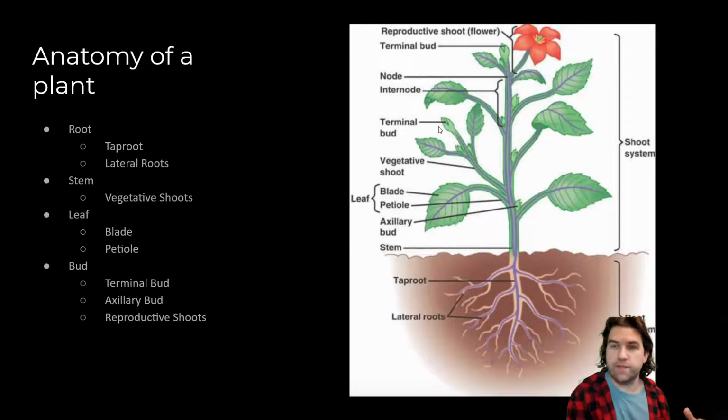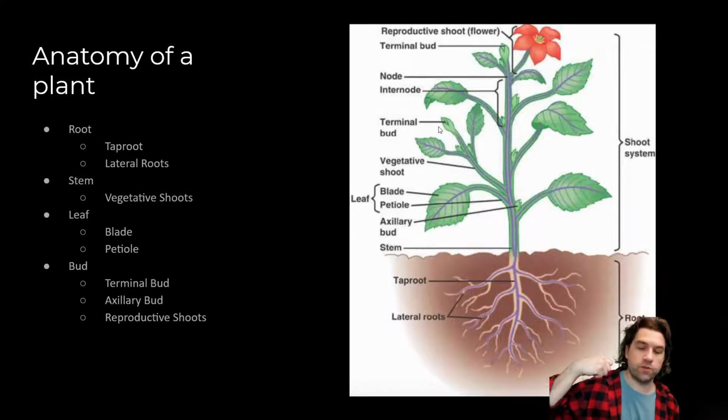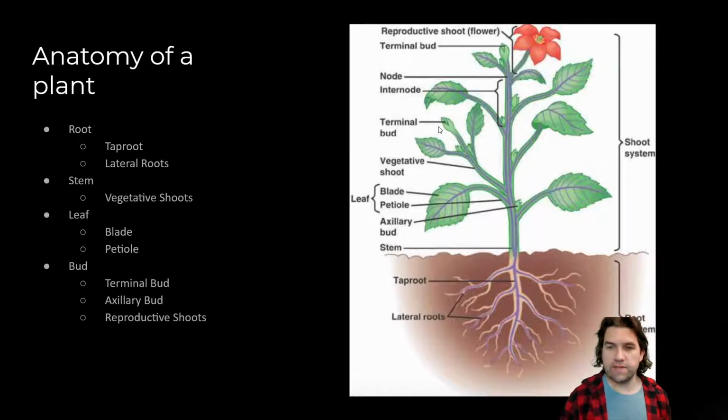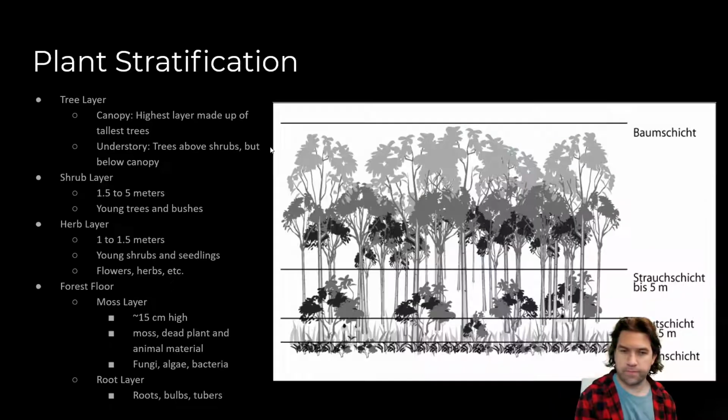There's also buds, which tend to be new growth, and those will turn into leaves, as well as buds that are reproductive, like flowers. So whether we're talking about a bush or a fern or a tree or even grass, they're all having more or less a similar structure to this one right here.